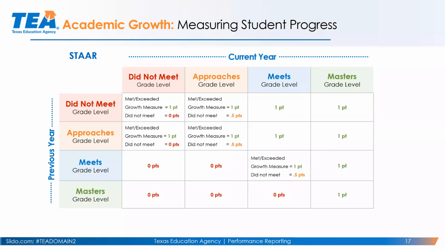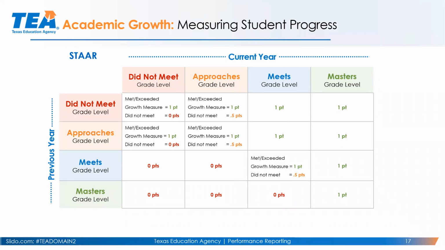Let's do another example. A student did not meet grade level performance in the previous year and approaches grade level performance in the current year. If the student's progress measure was categorized as accelerated, then they exceeded their growth expectations and are awarded 1 point max. The maximum a student can earn in this table is 1 point.